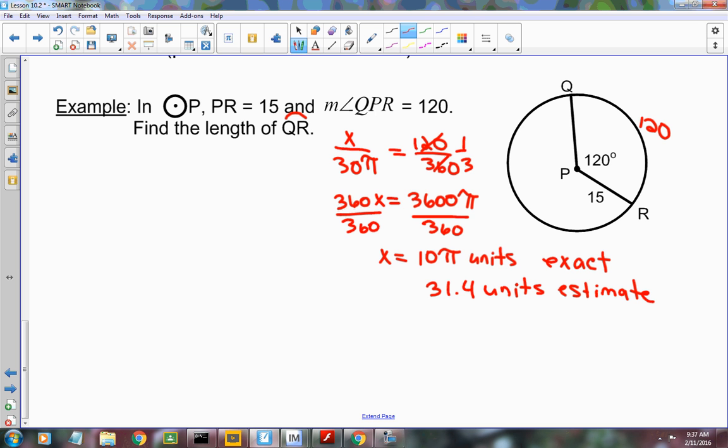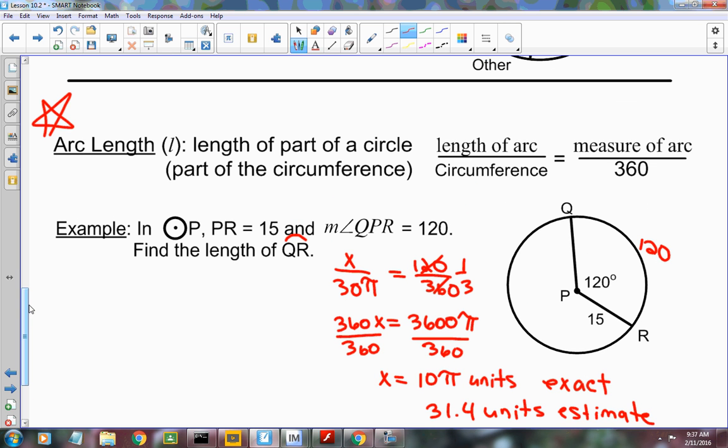Okay. All right, any questions? Don't forget about this arc length, okay? Don't forget about it because you've got to know how to do this. There'll be 1 or 2 problems on your test or quiz on how to do arc length, okay? Arc length is in inches, feet, miles, whatever. Arc measure is in degrees, okay? And it's equal to the central angle. All right, your assignment is on page 710.